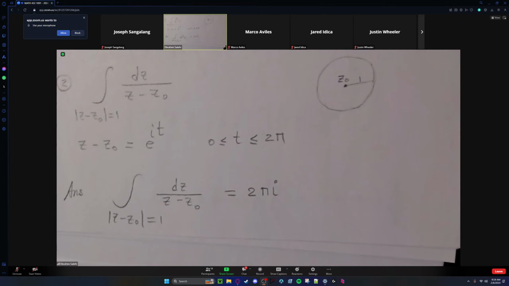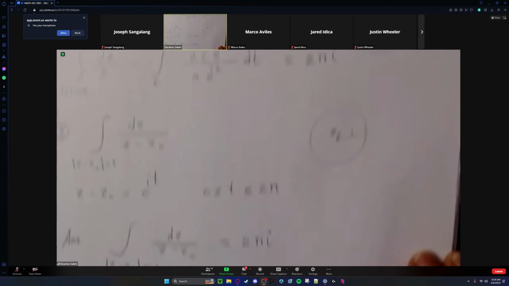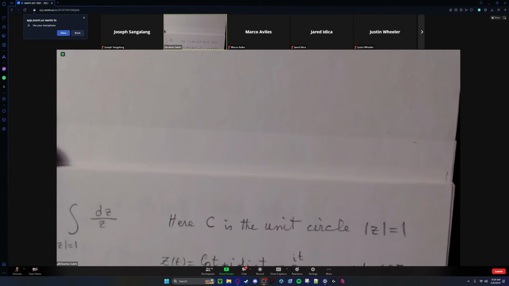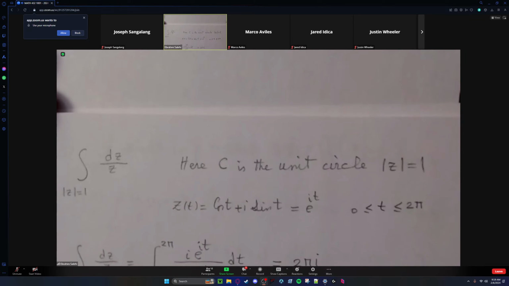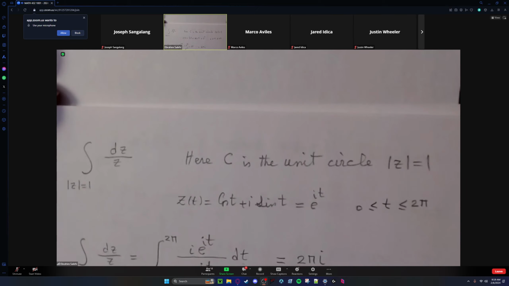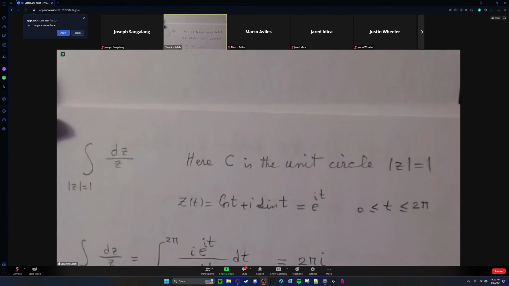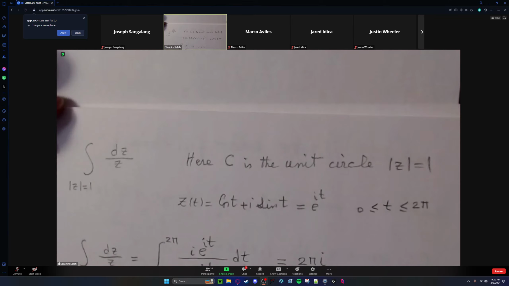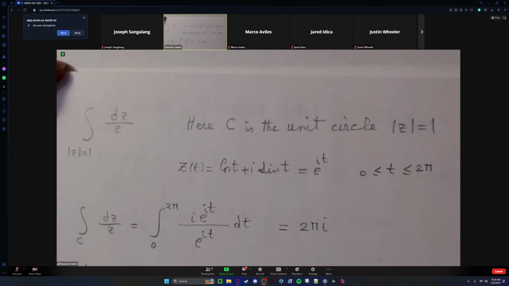So, one more time, let me emphasize this. If you integrate this, dz over z, over a circle, the radius doesn't matter. That's why we use the unit circle. You get 2 pi i. Okay? You get 2 pi i.